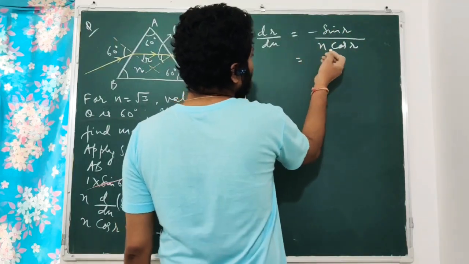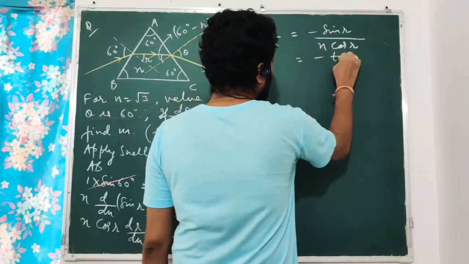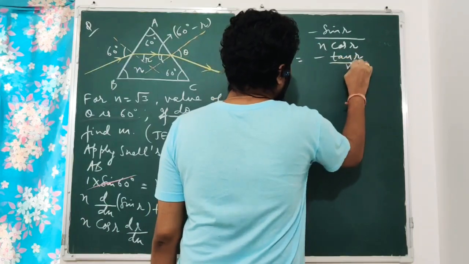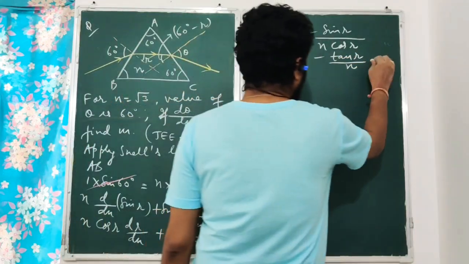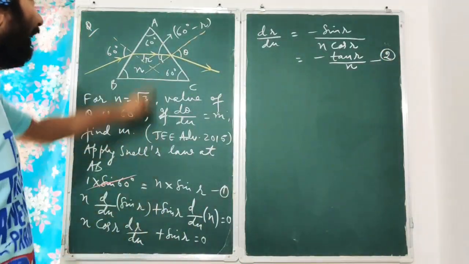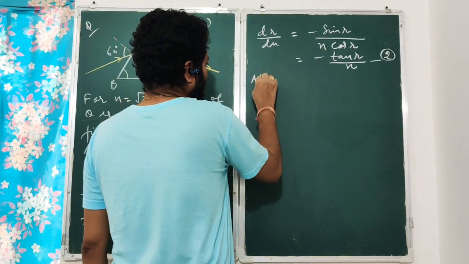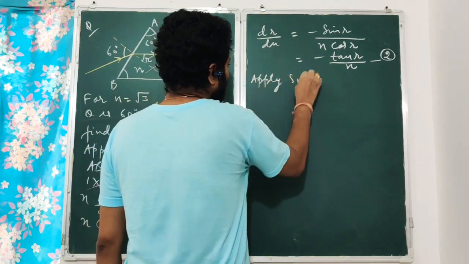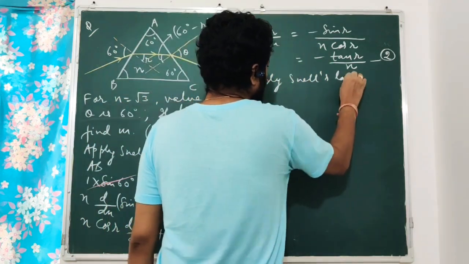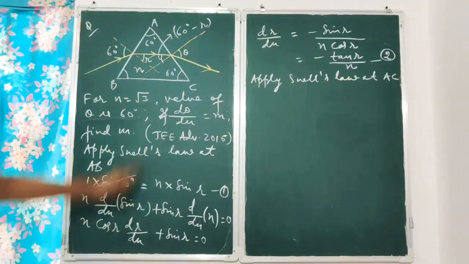So this will be sine r by cos r, which is tan r. So it will be minus of tan r by n. Let us say this is your second equation. Now we will apply Snell's law at the second surface, which is AC. So apply Snell's law at face AC.